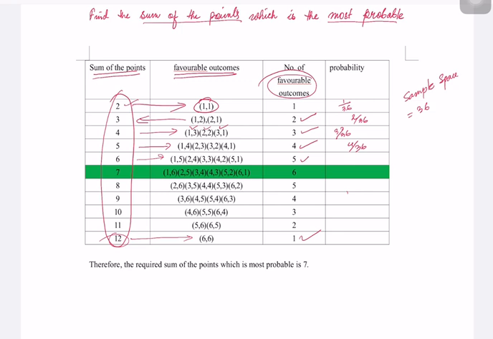Now here 5 is the favorable outcome. So 5 by 36. Here 6 by 36. Here 5 by 36 again. Here 4 by 36, 3 by 36, 2 by 36 and 1 by 36. The sum of the points which is most probable, which one is it? The green cells that I gave are the most probable sum of the points. Therefore, the required sum of the points which is most probable is 7.